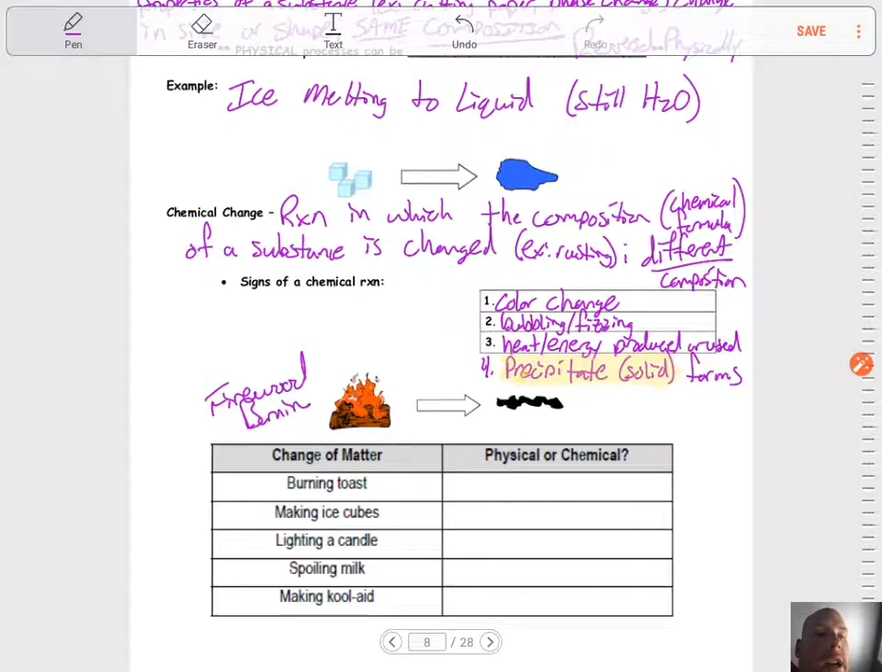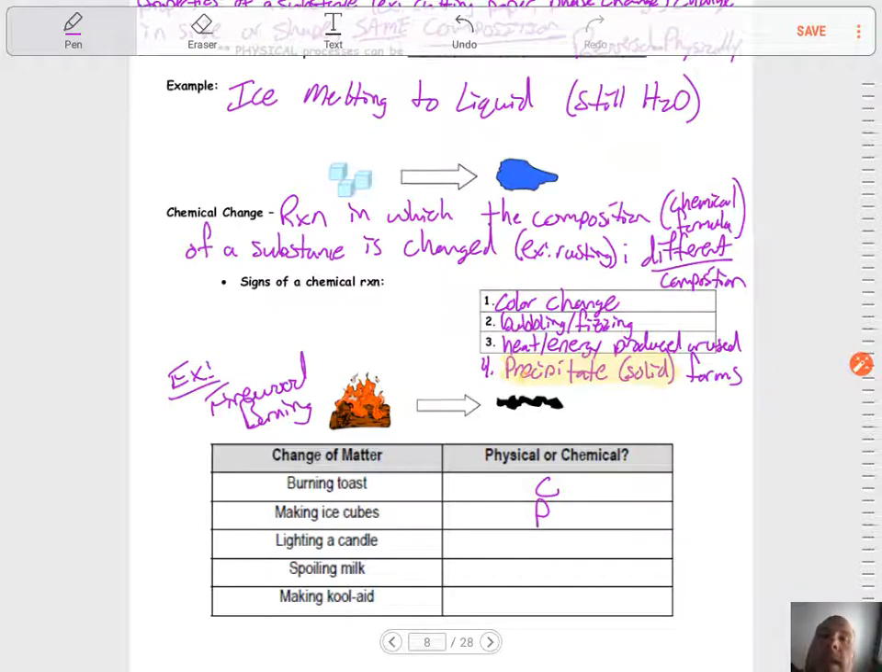The other thing you want to think about is that with chemical changes, you can't get back to the original state. It's completely changed. It's no longer the same thing. It's gone. That wood that you burn, you're not going to get it back, because it becomes ash. Let's take a look here. Burning toast. Is that physical or chemical? If you said chemical, you're absolutely correct. What about making ice cubes? We already said that ice melting is physical, so the reverse of that would also be physical.